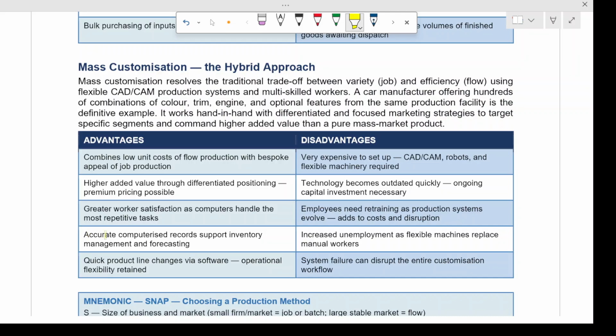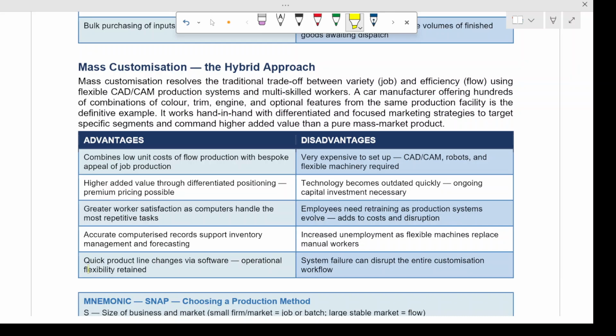The fourth one is that accurate computerized records support inventory management and forecasting. So this means that inventory could be managed more efficiently, due to the computerized records, and they would be forecasting that we're going to have this much demand in the next 3 months, so we have to start prepping for it now. Quick product line changes via software.